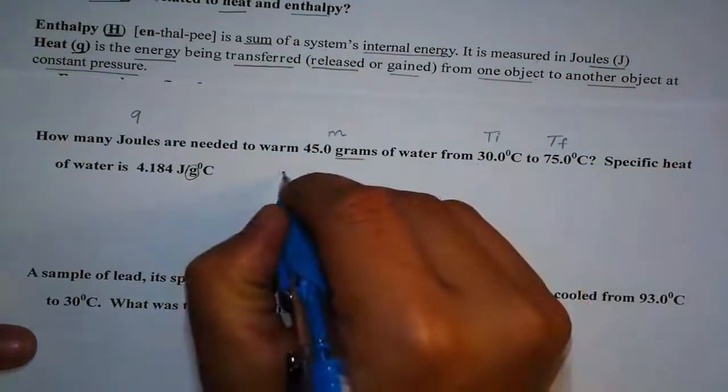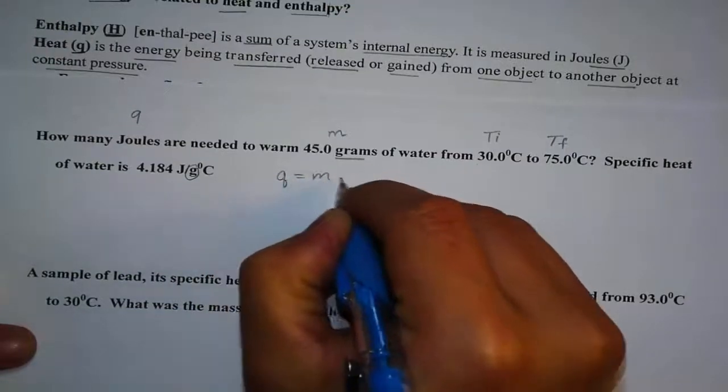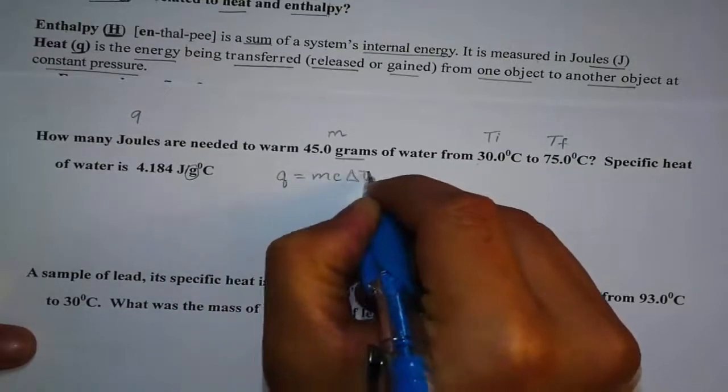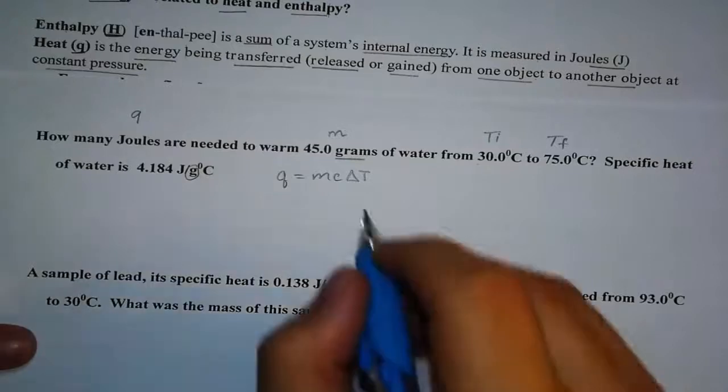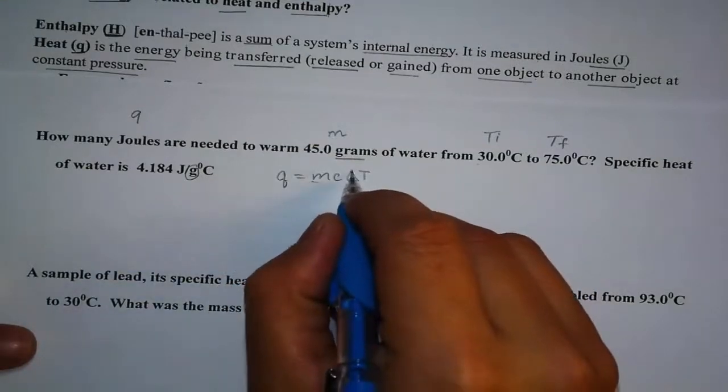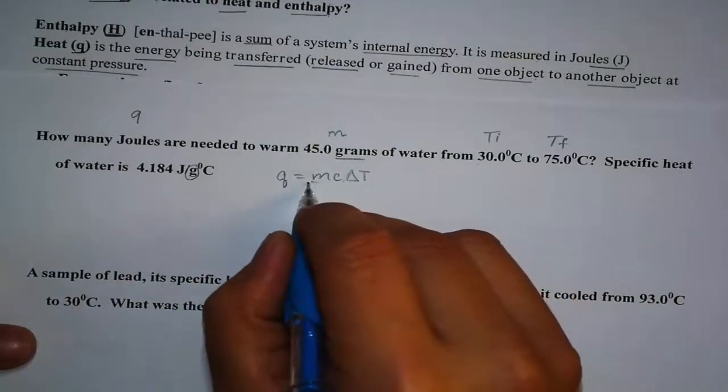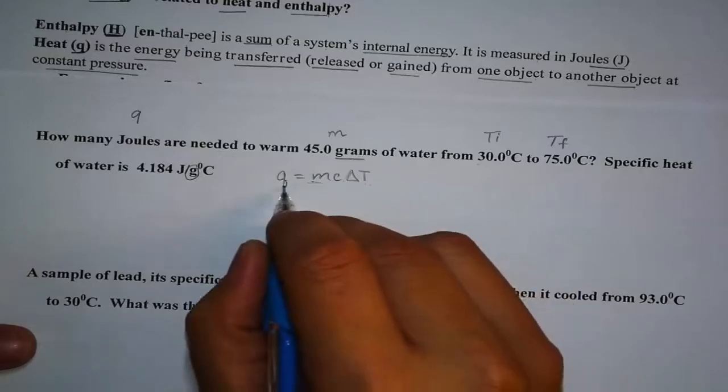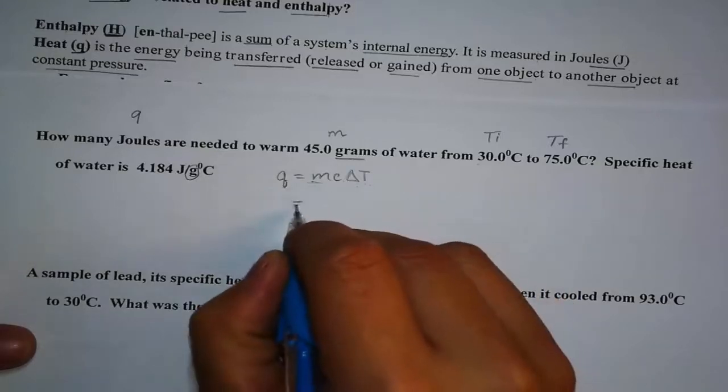Now let's use the equation. We know that Q equals m c delta T. And one way you can remember this is MCAT. Think of the delta, it looks like the letter A, isn't it? So we call this MCAT. Q equals MCAT. Okay?